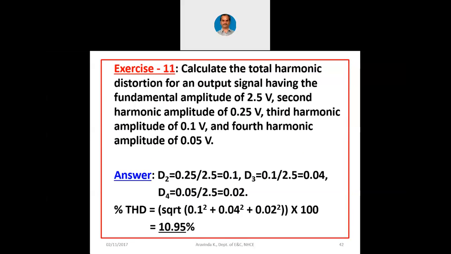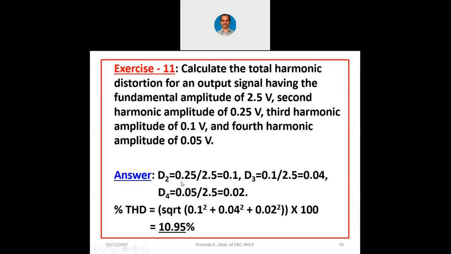Calculate the total harmonic distortion for an output signal having the fundamental amplitude of 2.5 volts, second harmonic amplitude of 0.25 volts, third harmonic amplitude of 0.1 volts, and fourth harmonic amplitude of 0.05 volts. You can see here, fundamental frequency is having an amplitude 2.5 volts, then second harmonic is slightly reduced, third is still reduced, fourth is still reduced. It has to be that way. Otherwise, the fundamental amplitude itself will not be predominant in our output signal. But you can see there are these second, third and fourth harmonics present in the signal now.